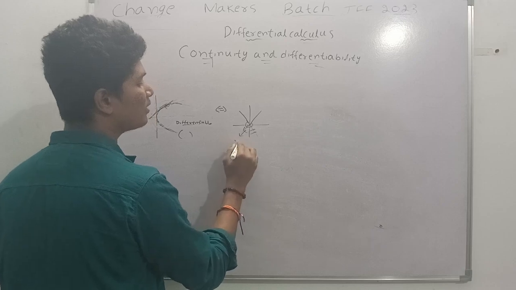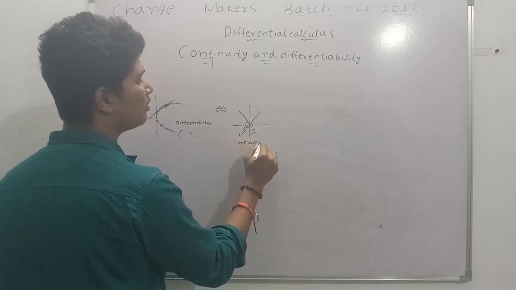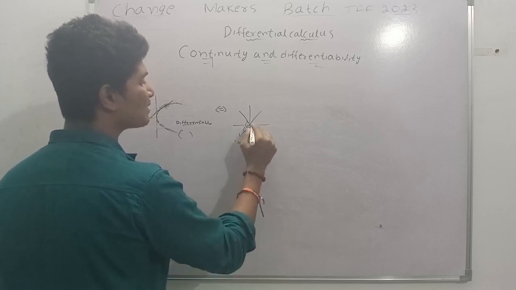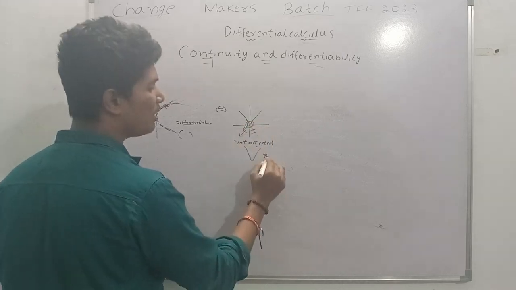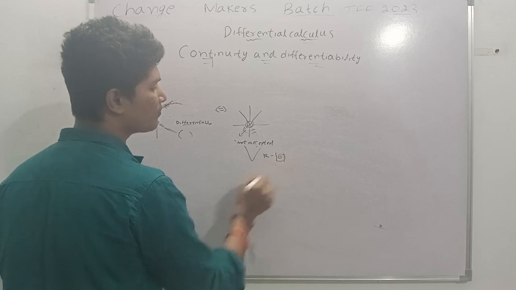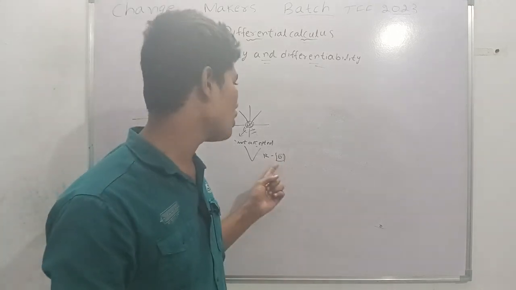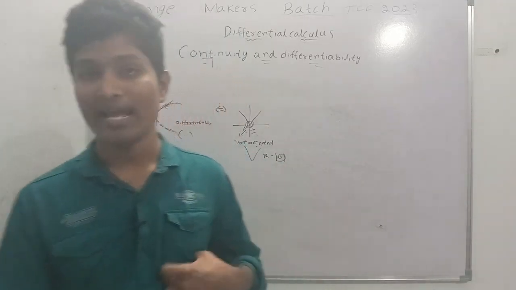which is not accepted. So this mod x is not differentiable at x equal to 0. Remaining points, it is all differentiable. Like that you have to say.